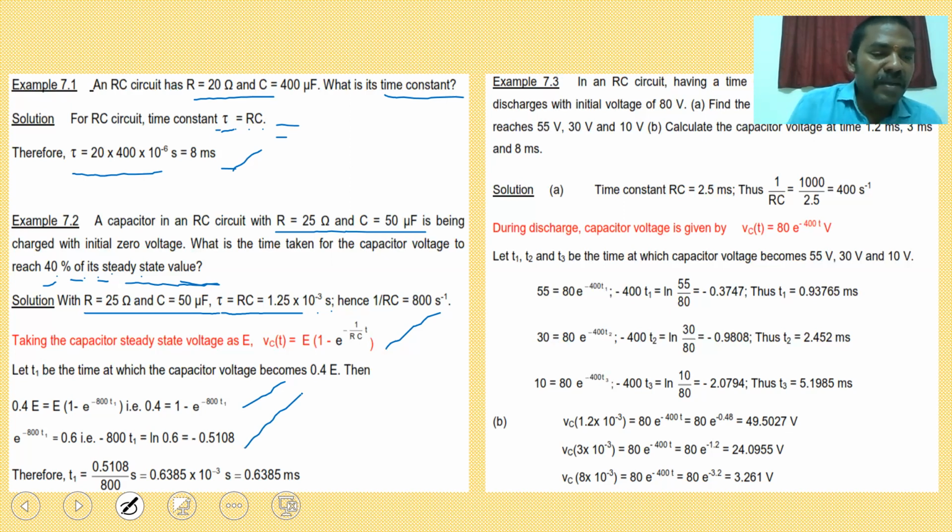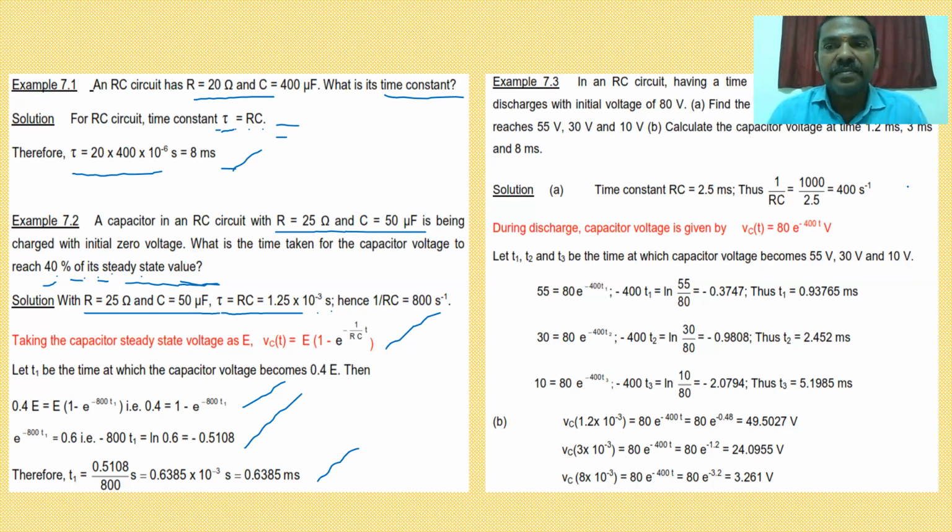So from this you are writing the overall time for the 40% of steady state reaching of voltage drop across the capacitor. So T1 is equal to 0.5108 divided by the value 800. So finally you are getting 0.6385 milliseconds. Like this you have to go for the calculation of your problems in transients.